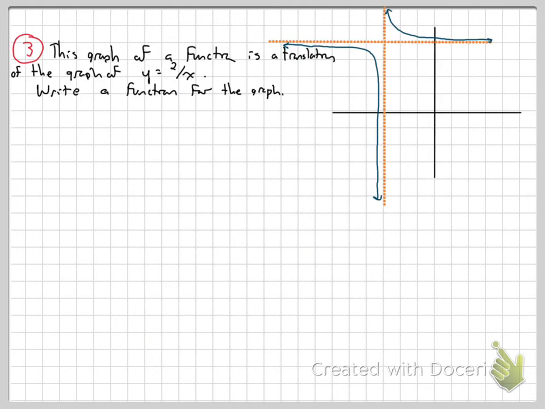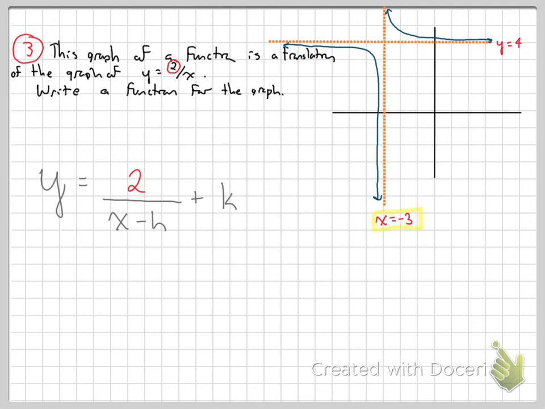The last graph that we'll look at today will be working backwards. Here I have the graph of a function that's a translation of the graph y equals 2 over x. I want to write a function for this graph. So I see that I have a vertical asymptote at x equals negative 3, and a horizontal asymptote at y equals 4. My general form, I have y equals a over x minus h plus k. I was already given my a value in that function there, so my original function was 2 over x. That means my a value is 2.